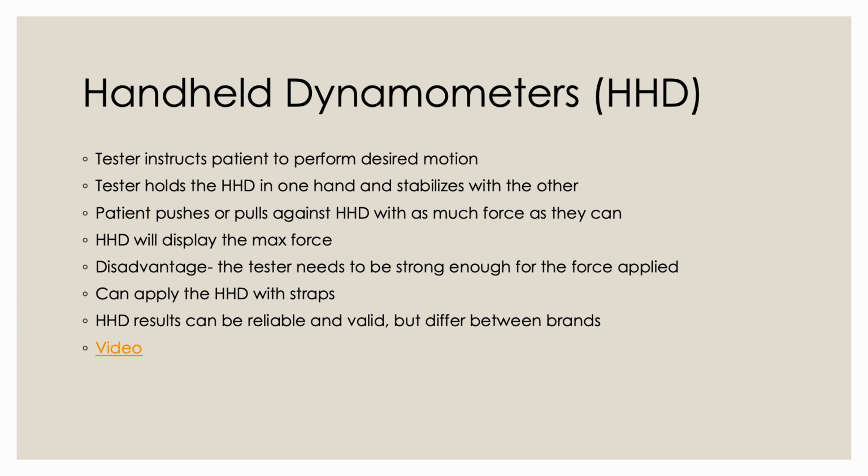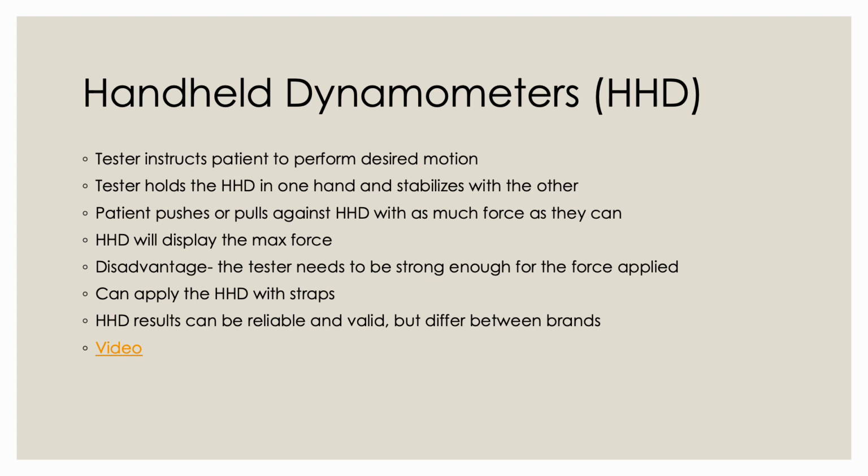When using a handheld dynamometer, or an HHD, the tester instructs the patient to perform a desired motion. The tester holds the handheld dynamometer in one hand and stabilizes with the other. The patient pushes or pulls against the device with as much force as they can. The handheld dynamometer will display the maximum force.